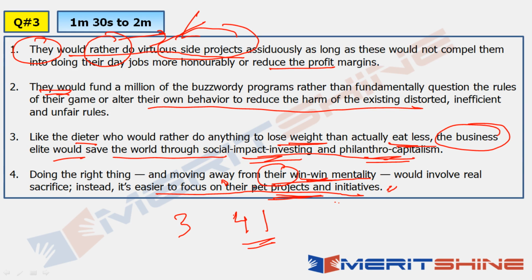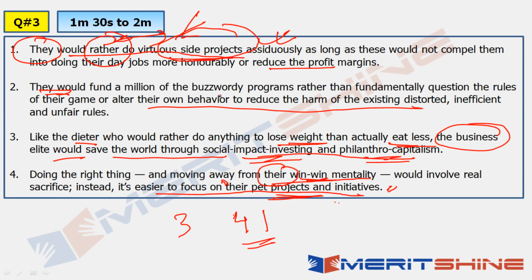So 4 is explaining it, and to just add steam to it, it's giving an example, or extending that thought in 1. So 1 is an extension of the thought, and how would we know that it is an extension of the thought? "Rather" is one indicator, and again, "virtuous side projects". It's adding on to their side projects idea, right? So therefore 4-1. Now 2.